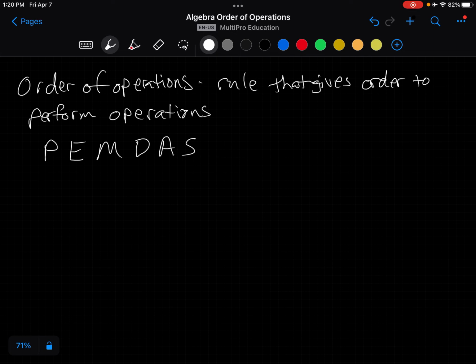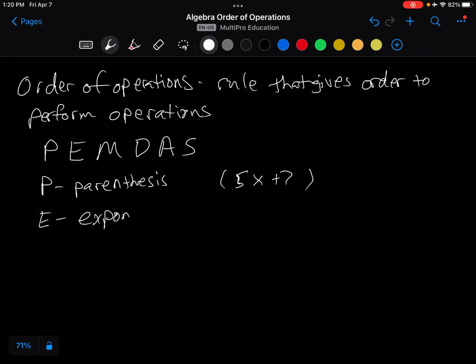So what does each one of these letters stand for? Are they actually talking about my Aunt Sally? Not really, although I don't have one. So P is for parenthesis. So that's these things. And you can have numbers in there. What's E? E is exponent. What's exponent? Well, we covered that before. That's when something is raised to a power. So 3 squared. Remember, the exponent is this value up here.